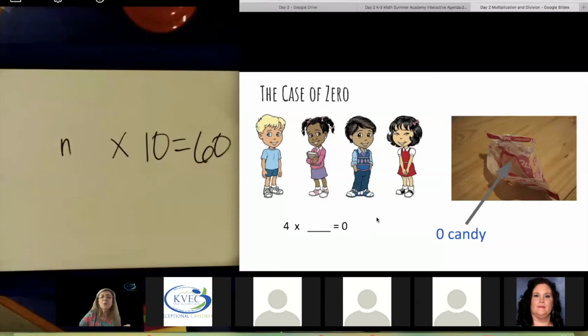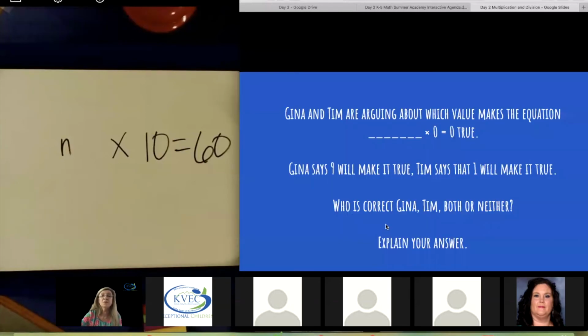The reason the kids have trouble with that sometimes is because they've just learned their addition facts. Sometimes they'll confuse the addition facts and want to say that 4 times 0 would equal 4. You'll see that sometimes out of your kids too. They'll confuse the two.